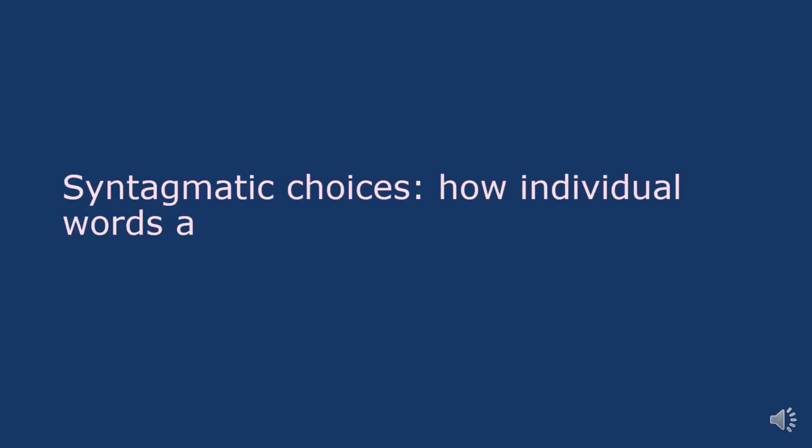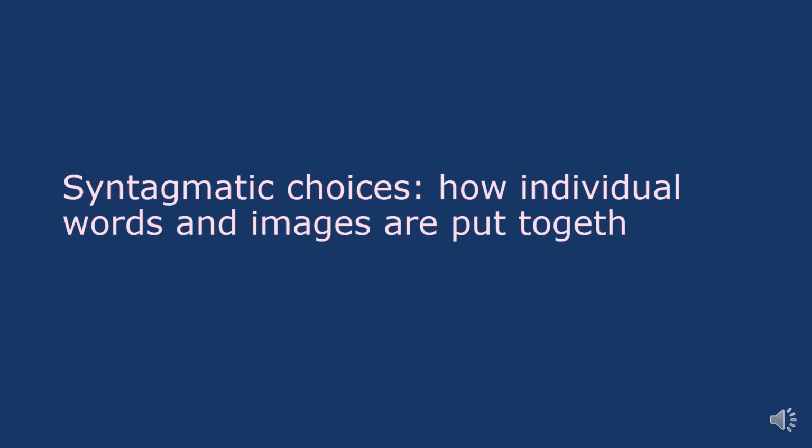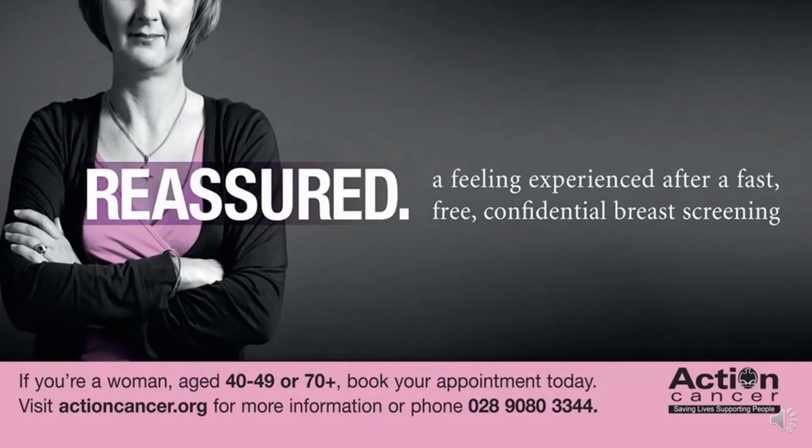Next, we'll consider syntagmatic choices. Syntagmatic choices are about combination. Think about the relationships between the words and images in the ad. What appears where, and what is the effect? Are there links made between things, and if so, how?